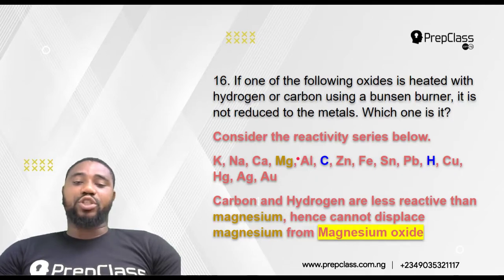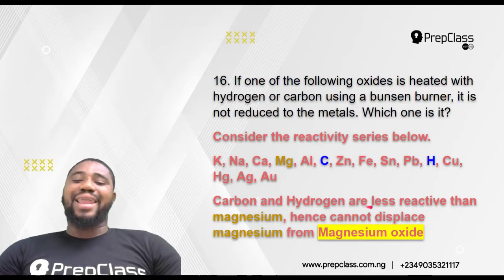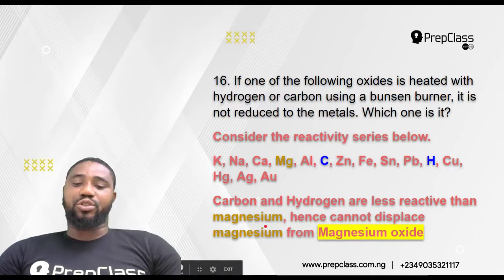But look at what magnesium is. Magnesium is more electropositive than copper and hydrogen. So neither of them can liberate magnesium from its oxide or reduce magnesium oxide to the metal. Carbon and hydrogen are less reactive than magnesium, hence cannot displace magnesium from magnesium oxide.